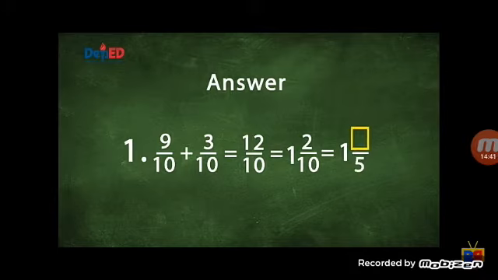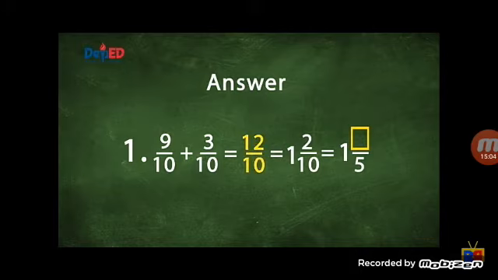Step 1. Since the given were already similar fractions, just add the numerators, 9 plus 3 equals 12. Copy the denominator 10. We have 12/10. Step 2. Reduce or change the answer to the lowest term if possible.